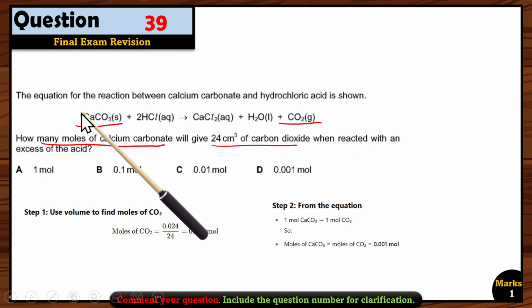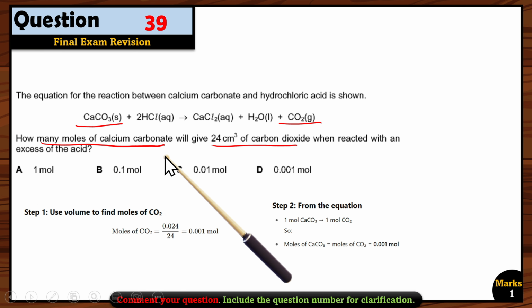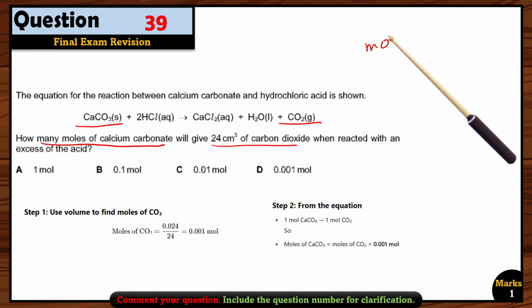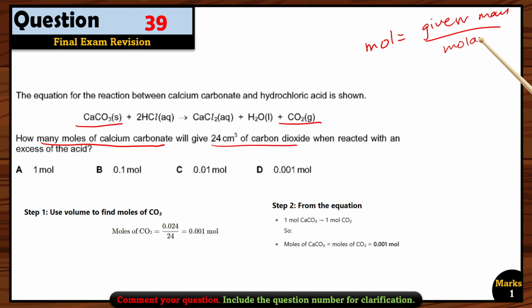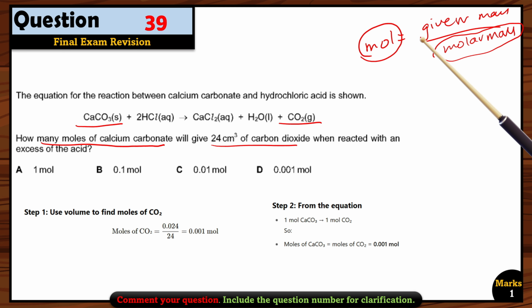So if you see, 1 mole of calcium carbonate is giving you 1 mole of carbon dioxide, right? And what we have to find? We have to find the number of moles of calcium carbonate. And calcium carbonate is solid, so moles is equal to given mass divided by molar mass, right? Molar mass we can easily calculate from the periodic table. But we don't know the given mass. So how can we calculate it?